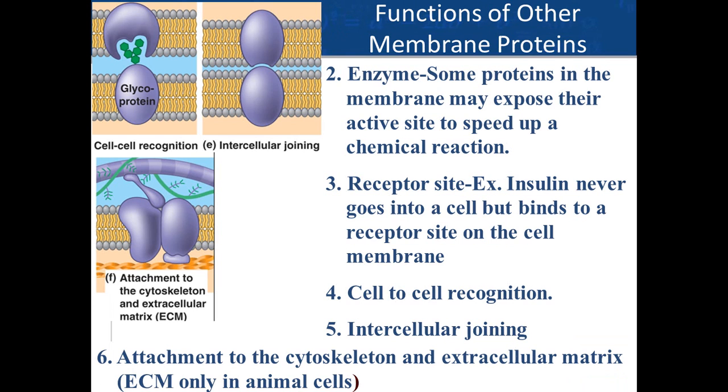Alright, so moving on to the different functions of membrane proteins. We talked about enzymes, we talked about receptor sites. We also know that some of these proteins are used in cell-to-cell recognition. Also, other proteins are used to join cells together. So here we have two proteins joining two cells together, and other proteins are used as anchors to attach the cytoskeleton and the extracellular matrix to the plasma membrane.